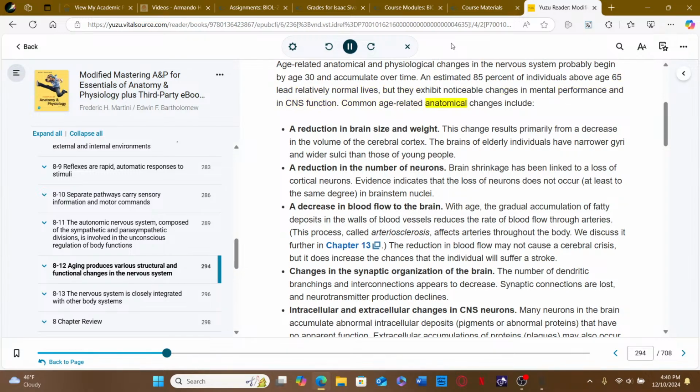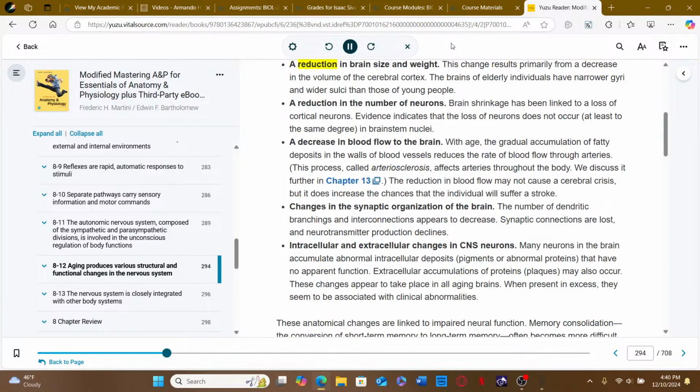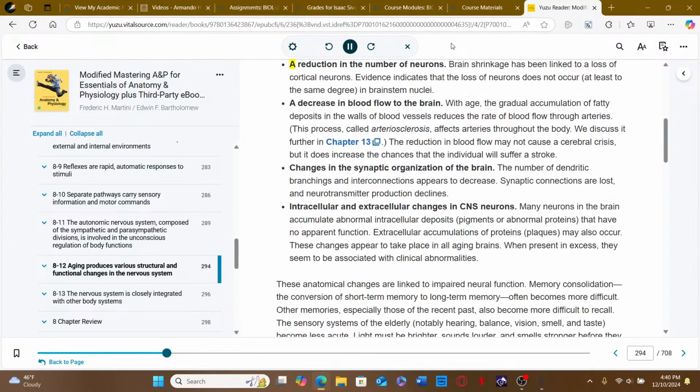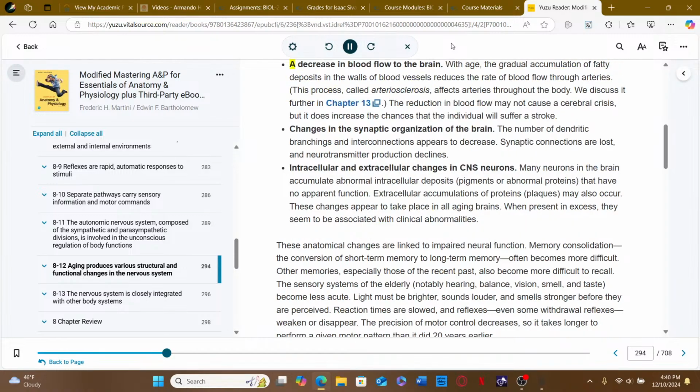Common age-related anatomical changes include a reduction in brain size and weight. This change results primarily from a decrease in the volume of the cerebral cortex. The brains of elderly individuals have narrower gyri and wider sulci than those of young people. A reduction in the number of neurons. Brain shrinkage has been linked to a loss of cortical neurons. Evidence indicates that the loss of neurons does not occur, at least to the same degree, in brainstem nuclei.